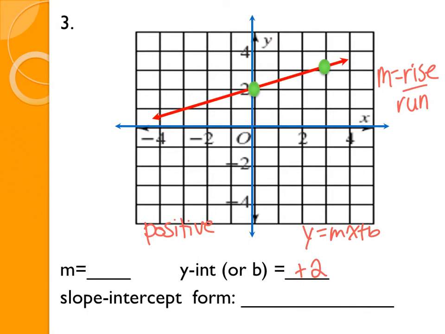Make my slope triangle. Rise 1. I'm going to run 1, 2, 3. So the slope is 1/3. Y equals 1/3x plus 2.